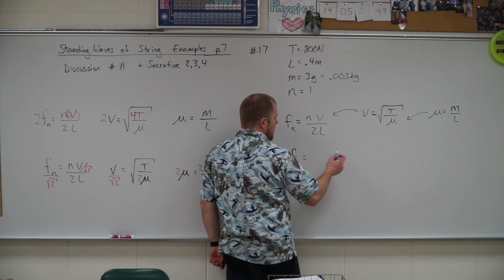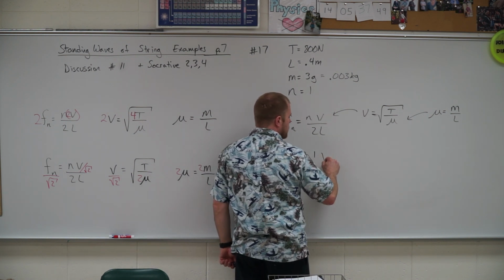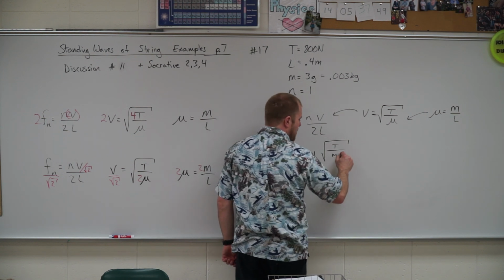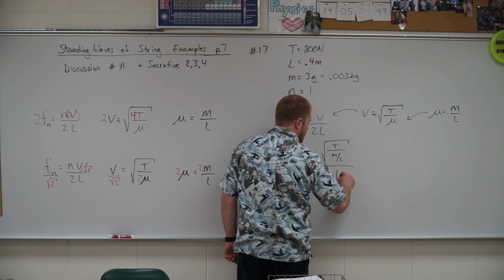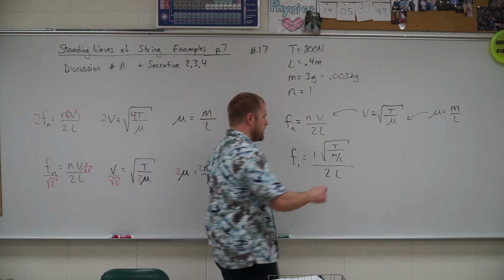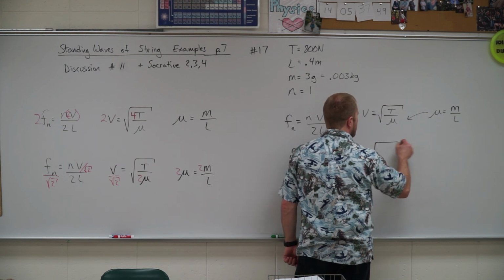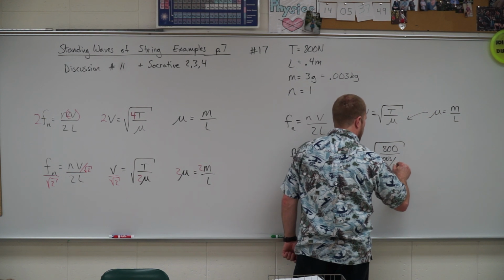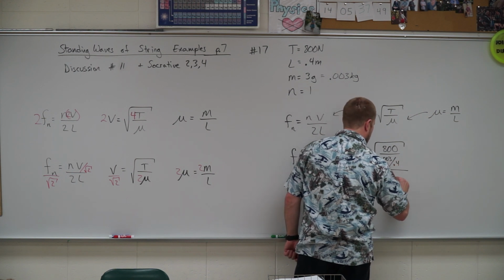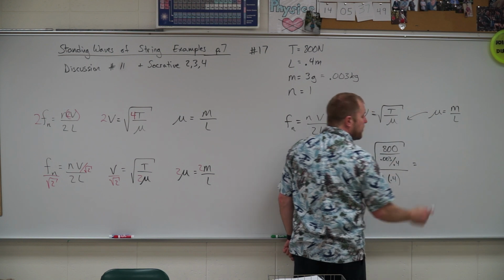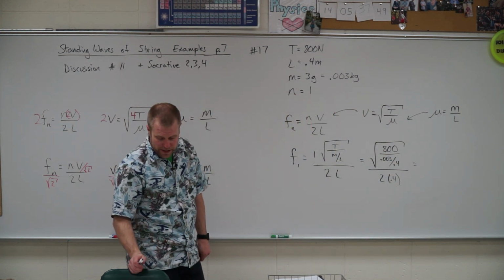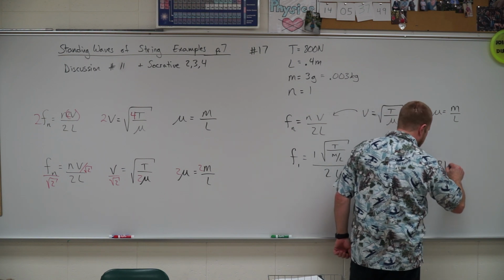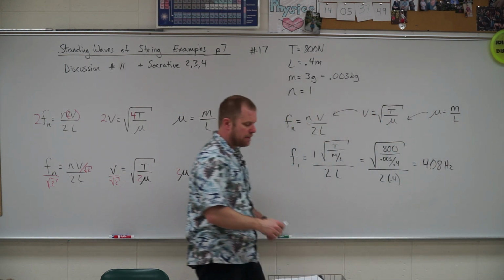So put this all together here. F1 is going to be 1 times v, which is the square root of tension divided by mu, which is m over L, all divided by 2L. Plug in my numbers, see how I do. So I have the square root of 800 divided by 0.003 divided by 0.4, all divided by 2 times 0.4. Put that all in my calculator, and if I correctly type it in, I should get 408 hertz. Yes, hertz is the correct unit for frequency.